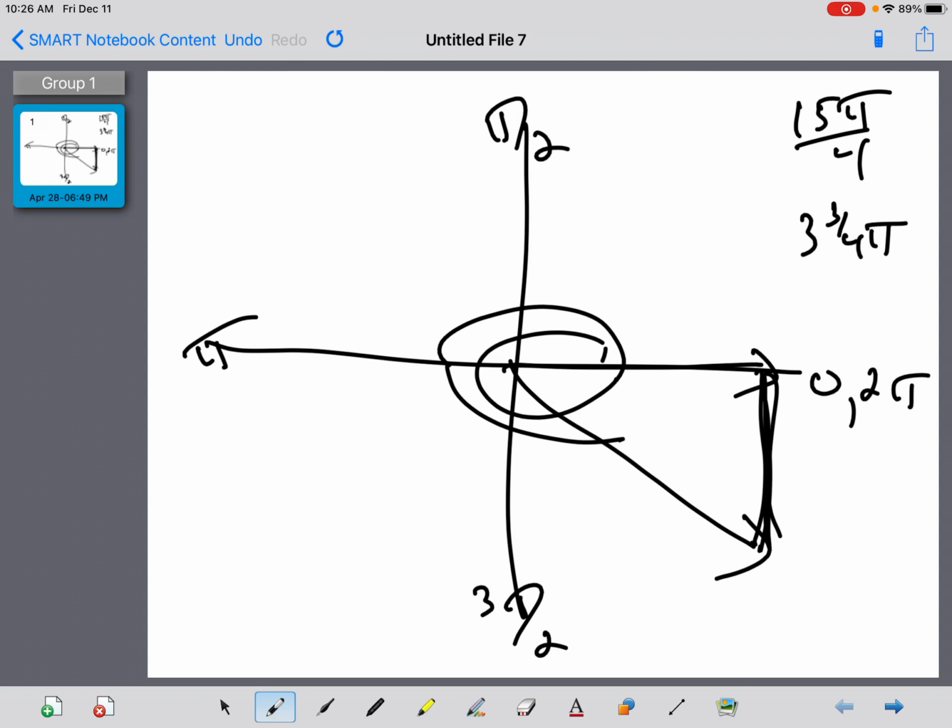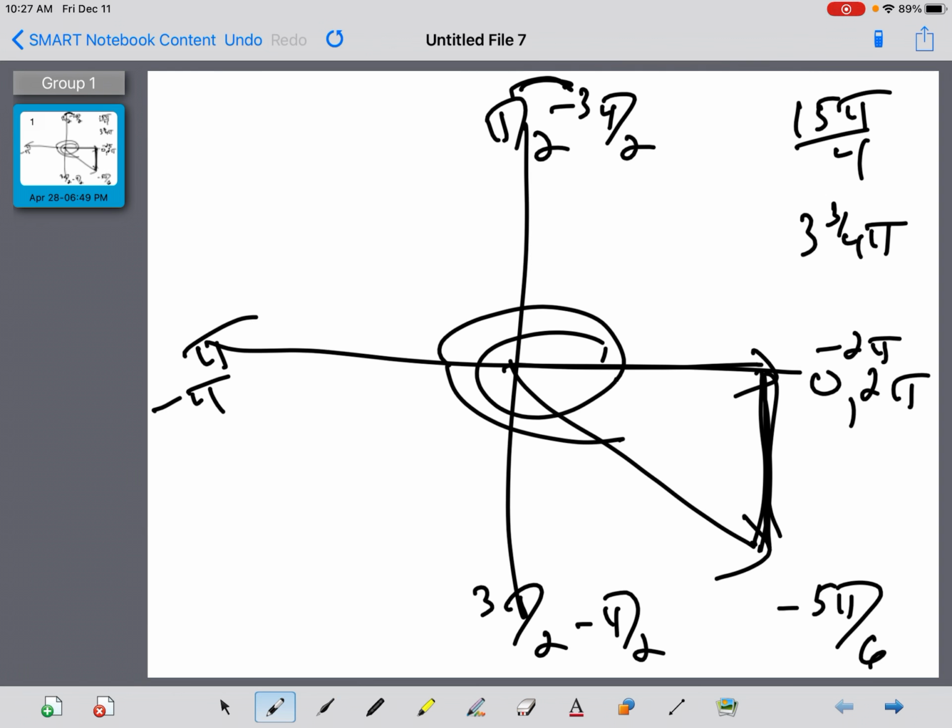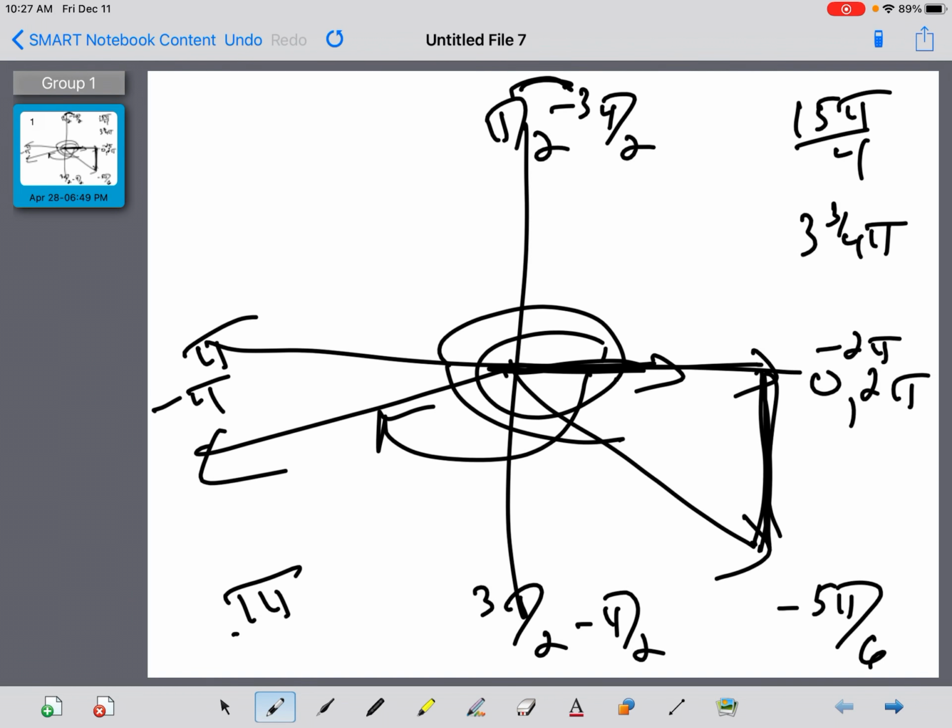If you go in the negative direction, this is negative pi over 2, negative pi, negative 3 pi over 2. Notice that these are 2 pi apart, and this would be negative 2 pi. So if you had to draw negative 5 pi over 6, you'd start here, and then negative 5 pi over 6 would put you in this direction, and that would be in quadrant 3. So you have quadrant 1, 2, 3, and then quadrant 4. We should know how to do those.